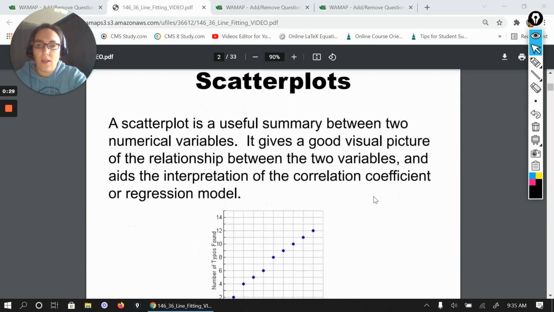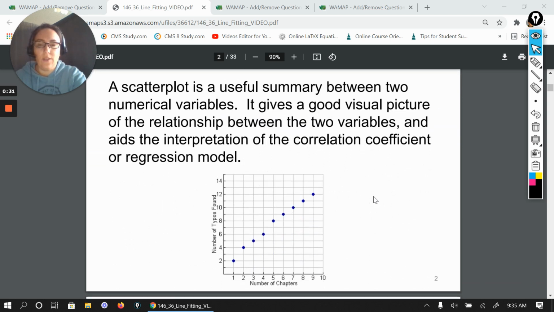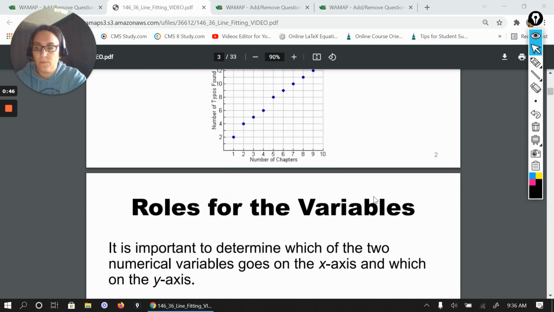A scatterplot is a useful summary between two numerical variables. It gives a good visual picture of the relationship between the two variables and aids the interpretation of the correlation coefficient or regression model.